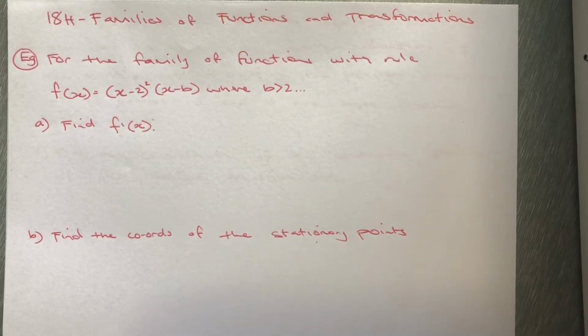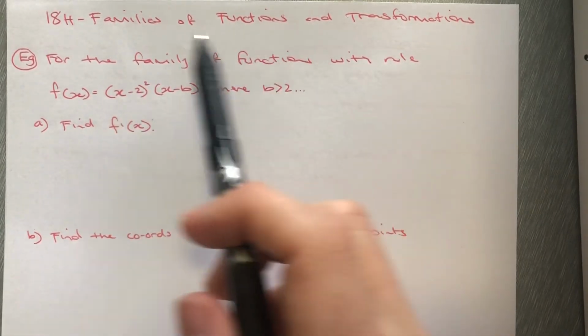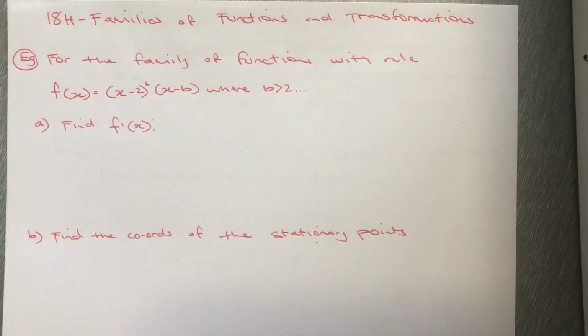Hey everyone, we're up to 18H now, which is families of functions and transformations. We've done families of functions before for the other topics or chapters that we've been through. Hopefully we can remember that with a family of functions, you might be given a rule and it's got some extra unknown letter in it.